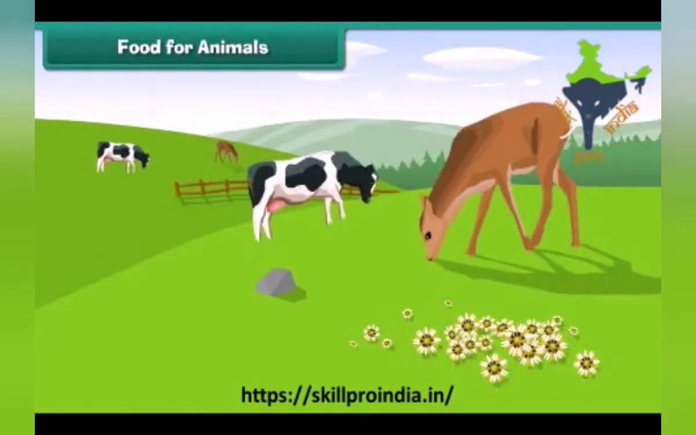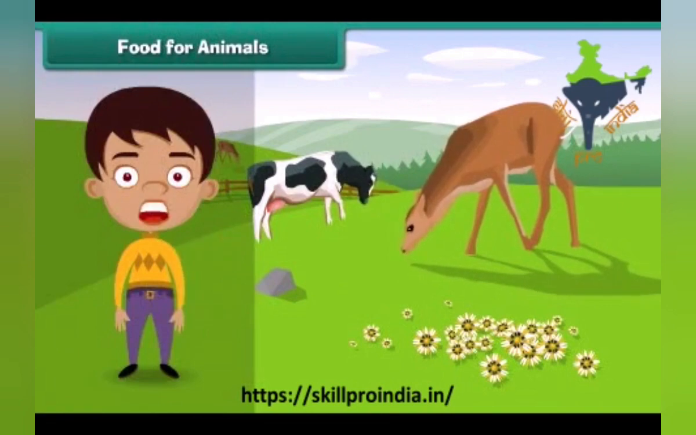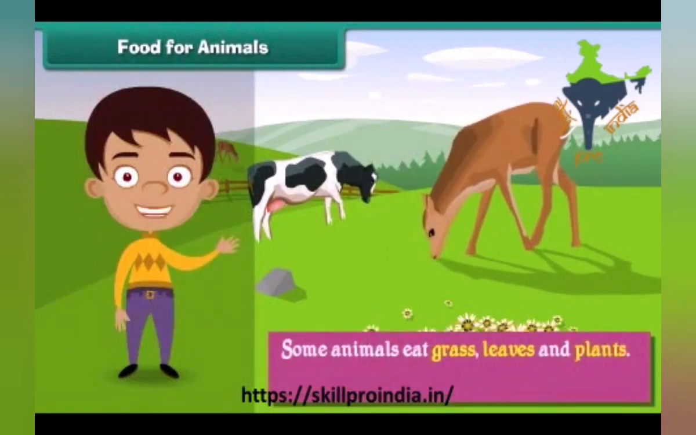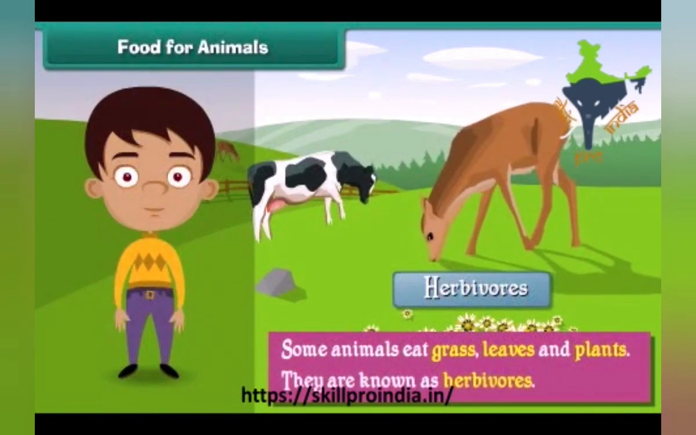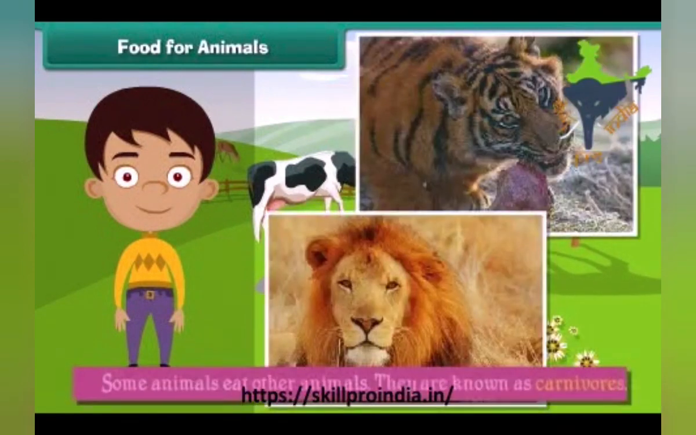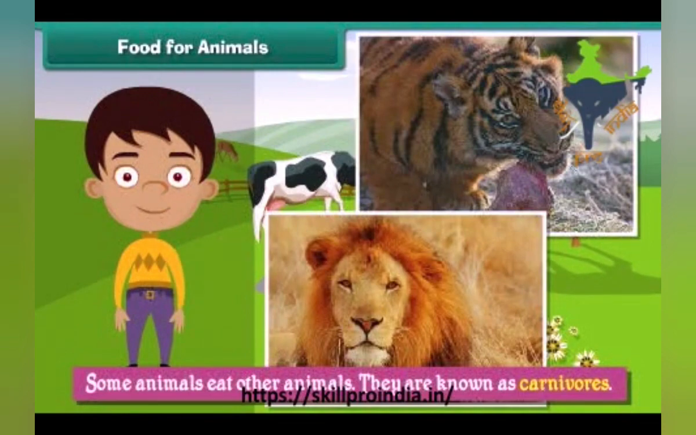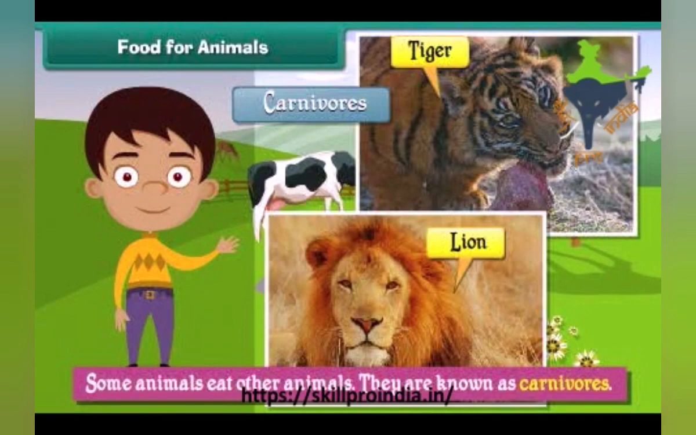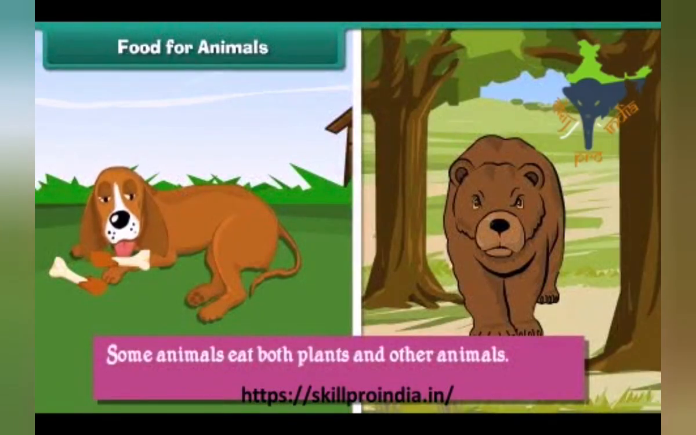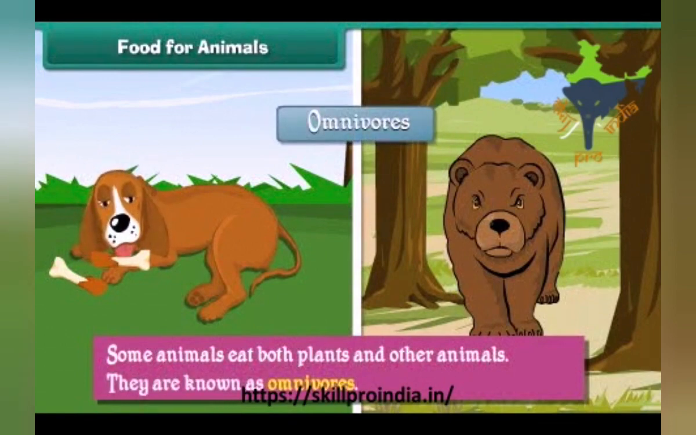Food for animals. Let us learn about what animals eat. Some animals eat grass, leaves and plants. They are known as herbivorous. Examples of herbivorous are cows, deer, etc. Some animals eat other animals. They are known as carnivorous. Examples of carnivores are lions, tigers, etc. Some animals eat both plants and other animals. They are known as omnivorous. Examples of omnivorous are bear, dogs, etc.